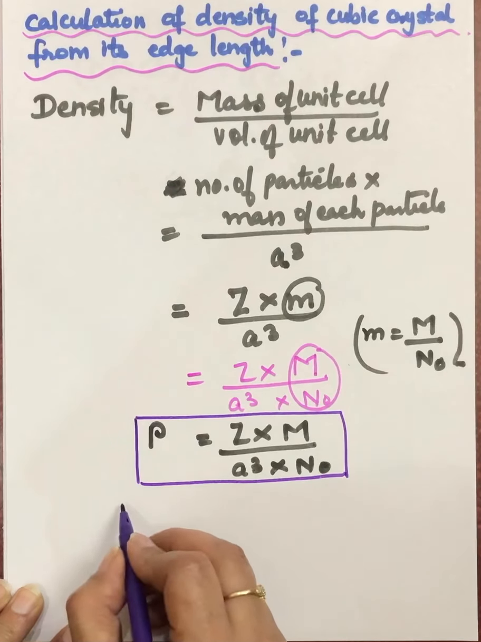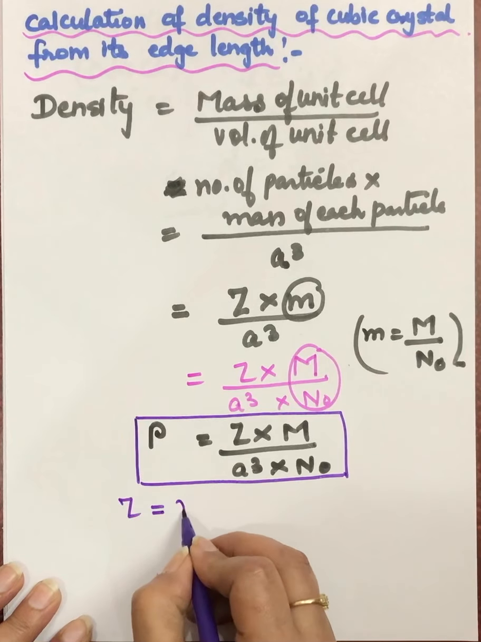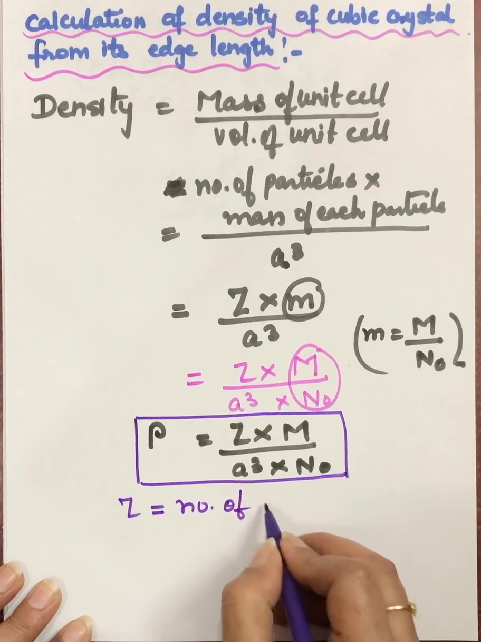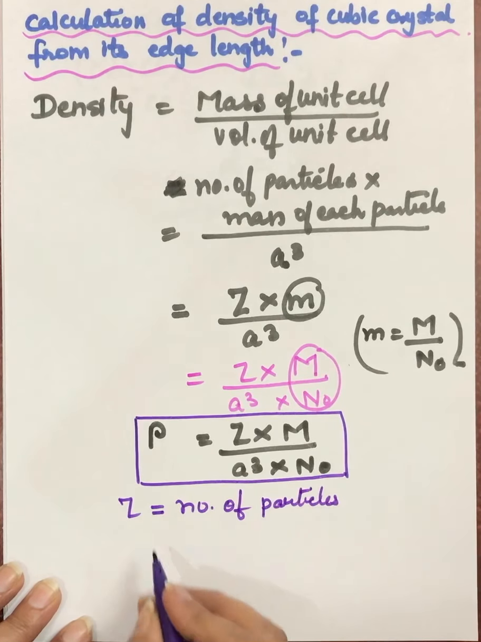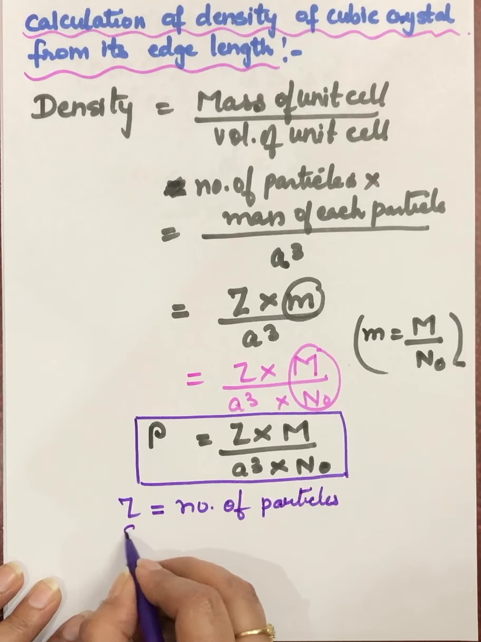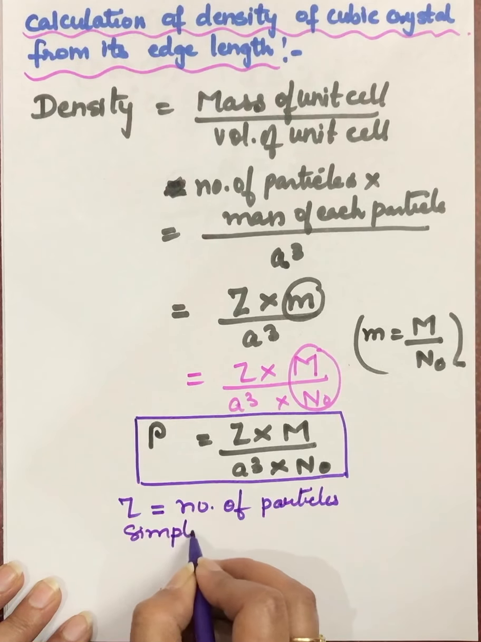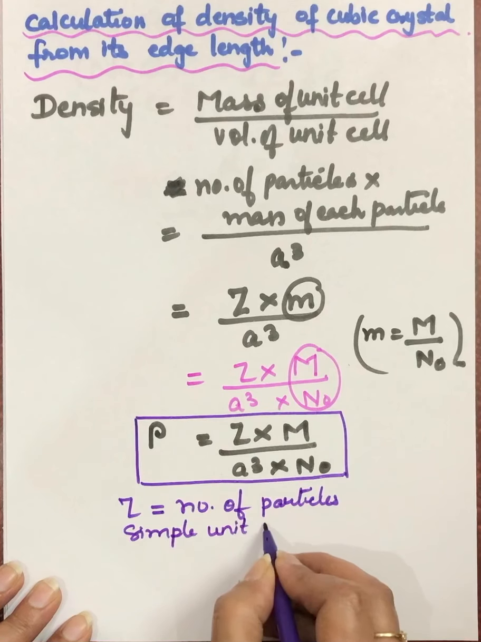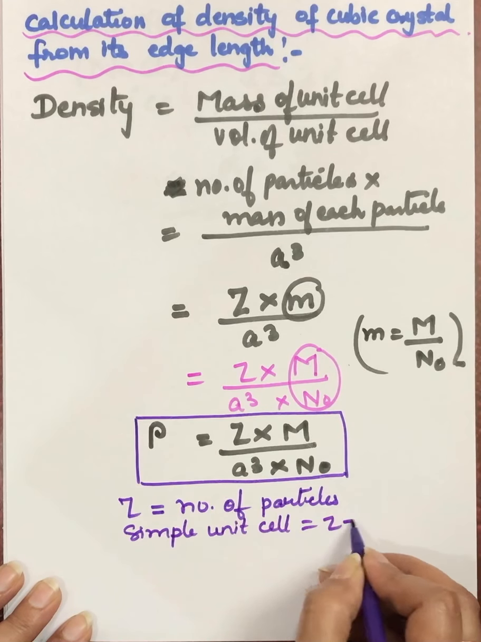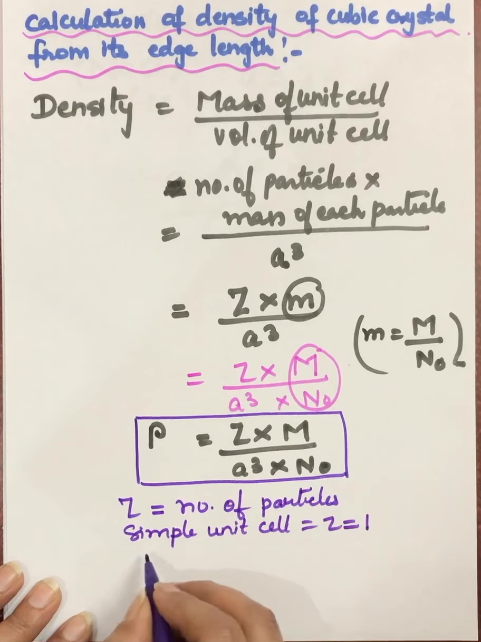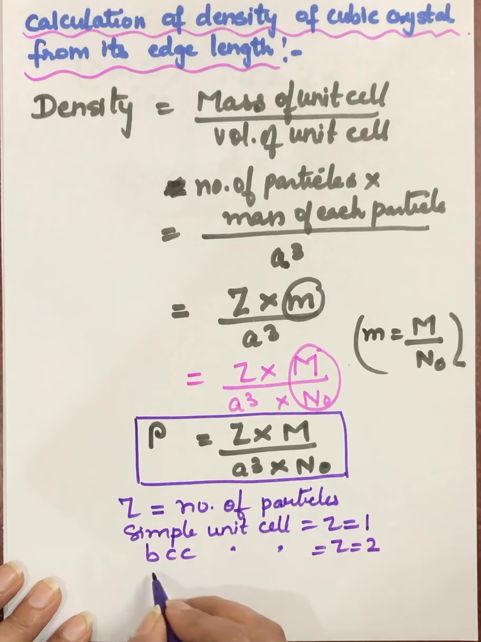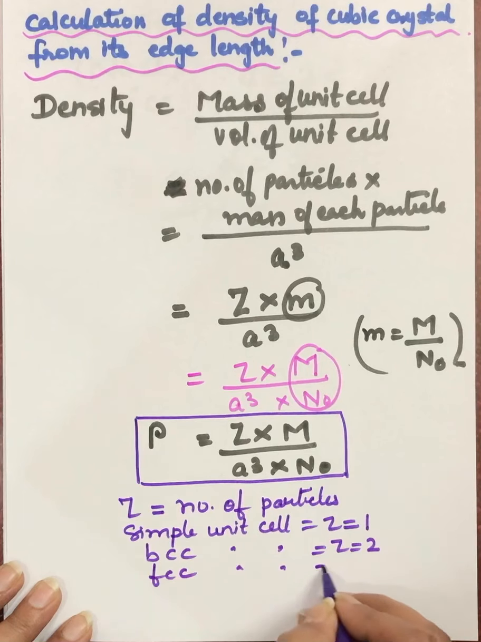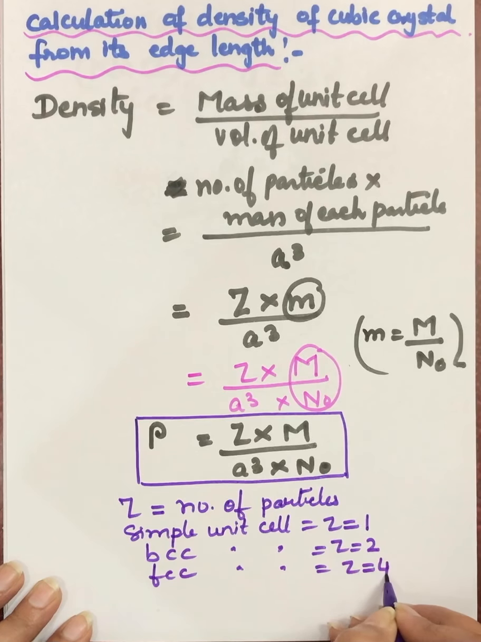Now, Z is equal to number of particles we have written. Now, what is the meaning of number of particles? If we take a simple unit cell, then Z is equal to 1 because there is only one particle. For BCC unit cell, Z is equal to 2. And if we have FCC unit cell, Z is equal to 4.